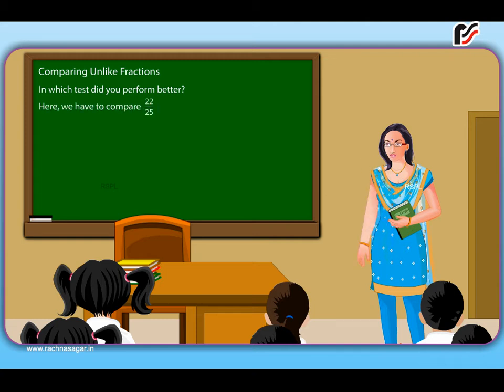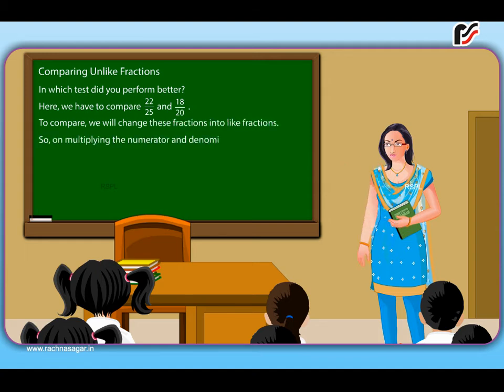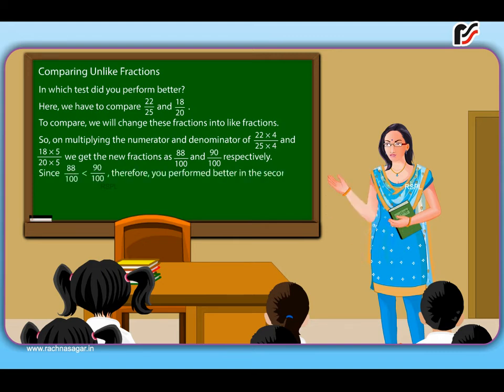Here we have to compare 22 by 25 and 18 by 20. To compare, we will change these fractions into like fractions. So, on multiplying the numerator and denominator of 22 by 25 by 4 and 18 by 20 by 5, we get the new fractions as 88 by 100 and 90 by 100 respectively. Since 88 by 100 is less than 90 by 100, you performed better in the second test.